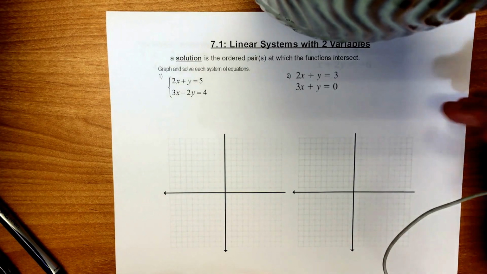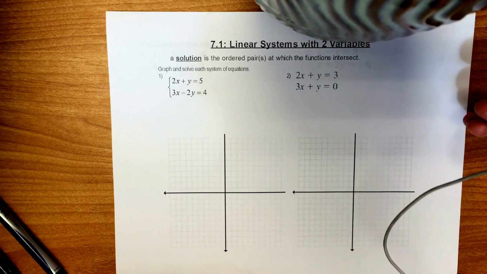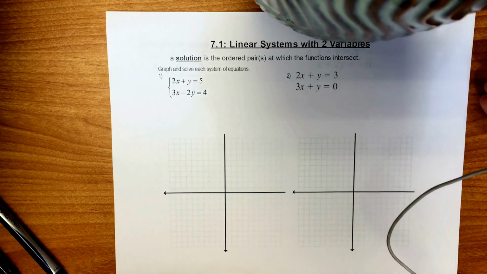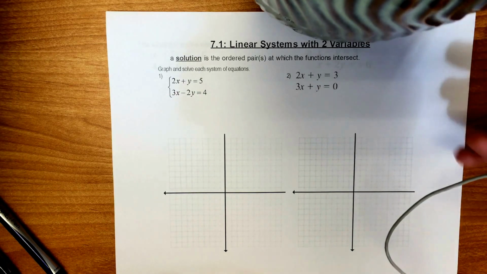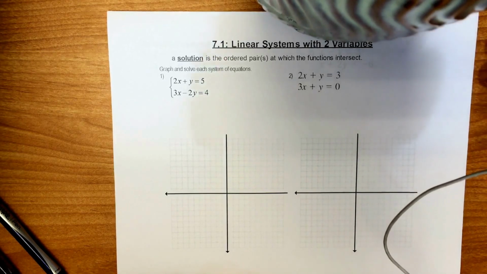Now, whether you solve by graphing, whether you solve using the substitution method, which we'll talk about next, or the elimination method, which we're going to talk about, the answer is going to come out the exact same. They're all going to tell you the same point of intersection.